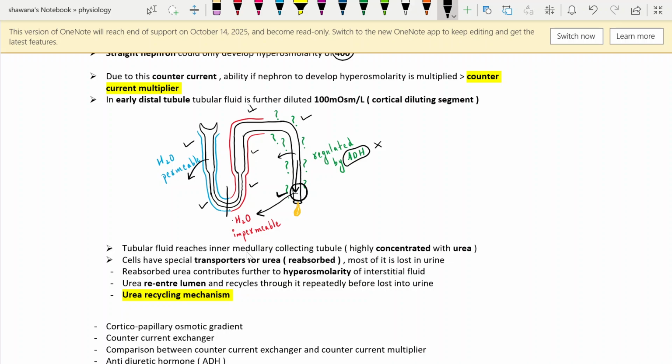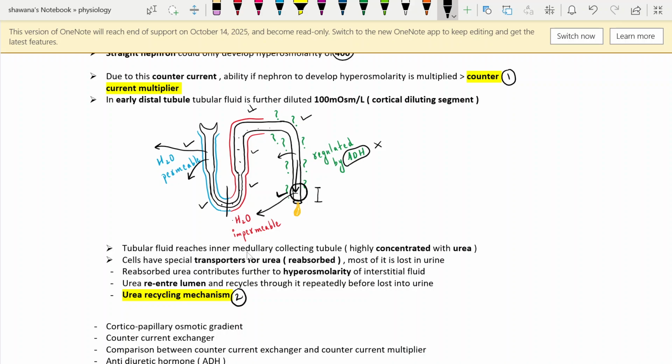The second thing was the urea recycling mechanism, because the first was the countercurrent multiplier in producing the cortico-papillary osmotic gradient. It means that a small amount of urea is reabsorbed in the proximal convoluted tubule. It is permeable to urea, but other parts of the nephron are impermeable to urea. They do not allow urea reabsorption. Only the last part of the nephron, which is known as the inner medullary collecting tubule, allows urea reabsorption, because this part has special transporters for urea.